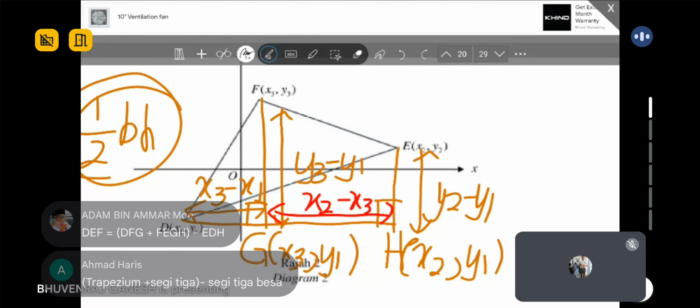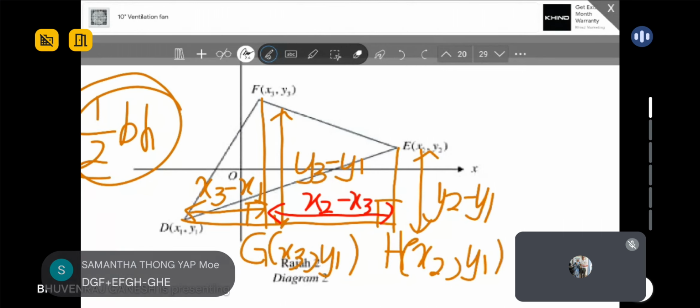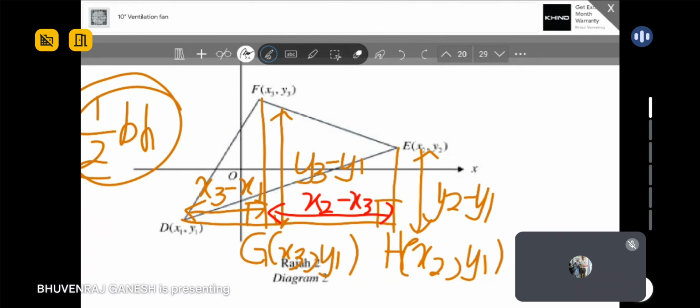Trapezium plus segitiga minus segitiga besar. Yes, that is the idea. Very good, guys. Very good. Means you guys did study on this. Correct.